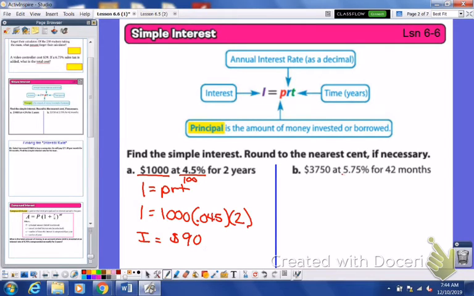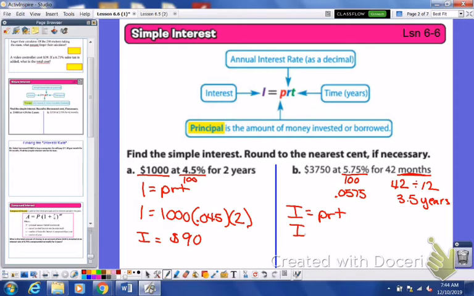Again, I'm going to divide that by 100 so that our rate is 0.0575. And notice, my time is in months. Your time must be in years. So since you're given months, we're going to take 42 divided by 12, since there's 12 months in a year, which gives us 3.5 years.